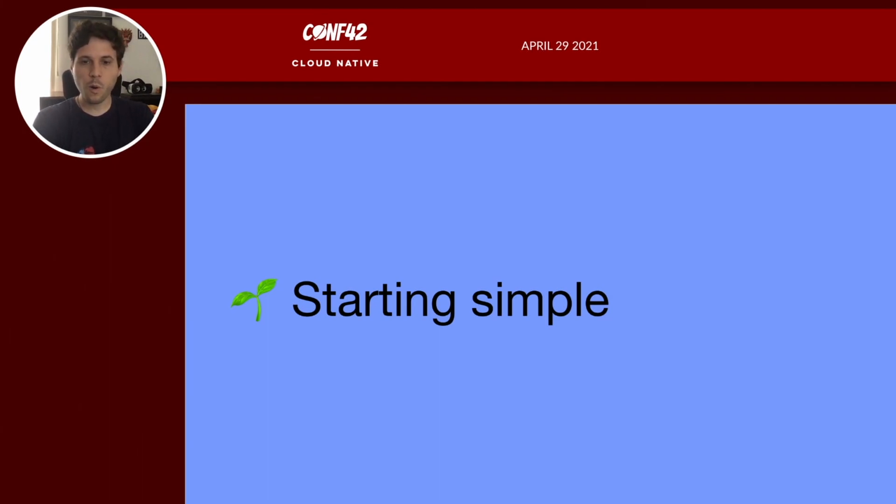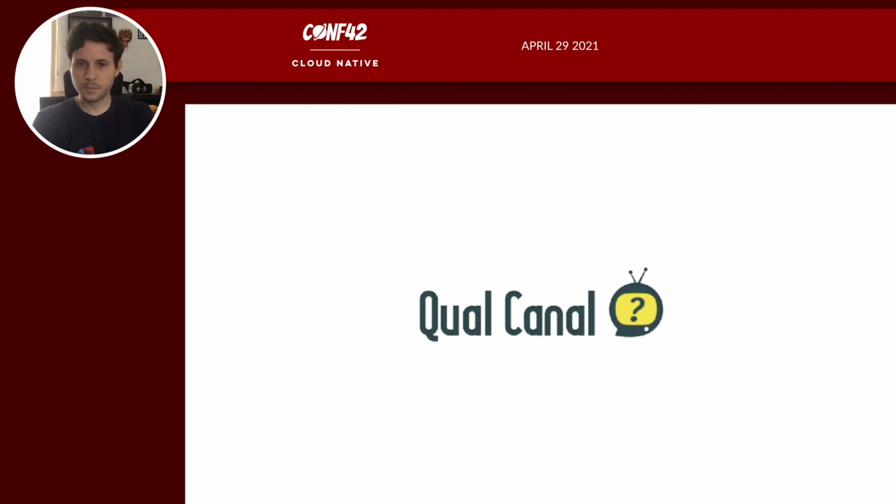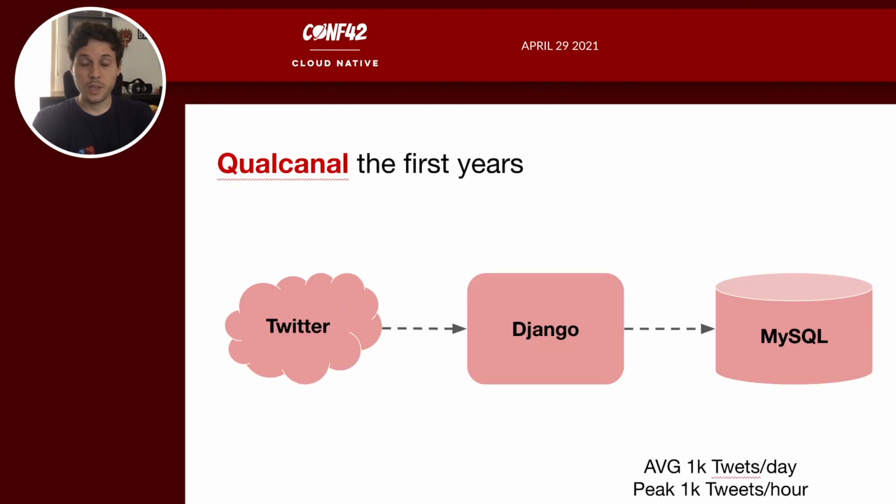I'll start with Qualcanal. Qualcanal was a startup that I worked back in 2012, and we did social TV analytics. Basically, what we did was to watch for a Twitter stream about TV shows and generate intelligence based on that data. And when I got into the company, our infrastructure was very simple. We plugged it into Twitter API, processed the data using Django, and fed to a MySQL database.